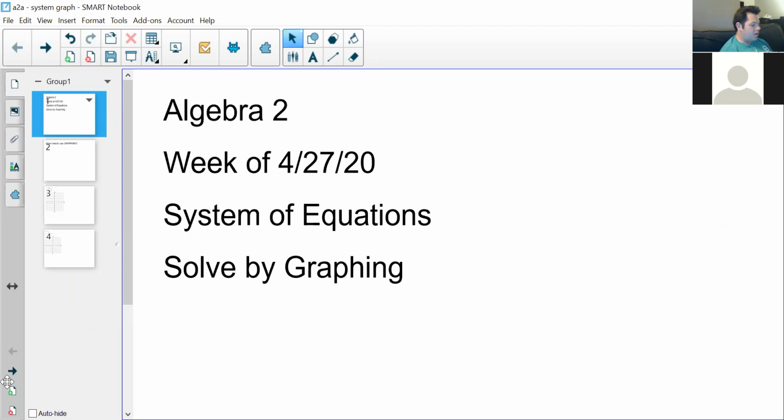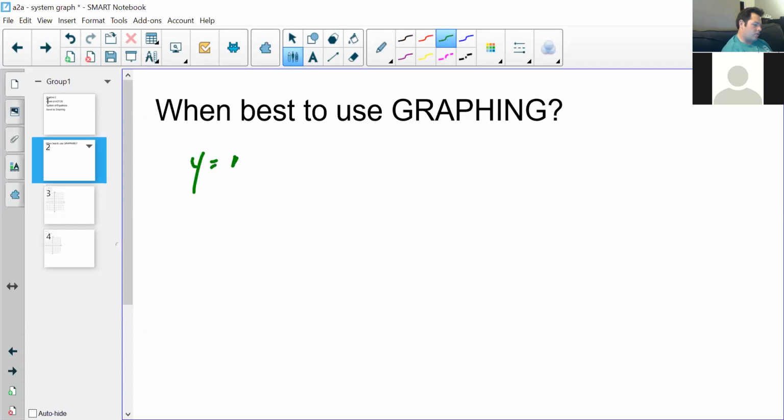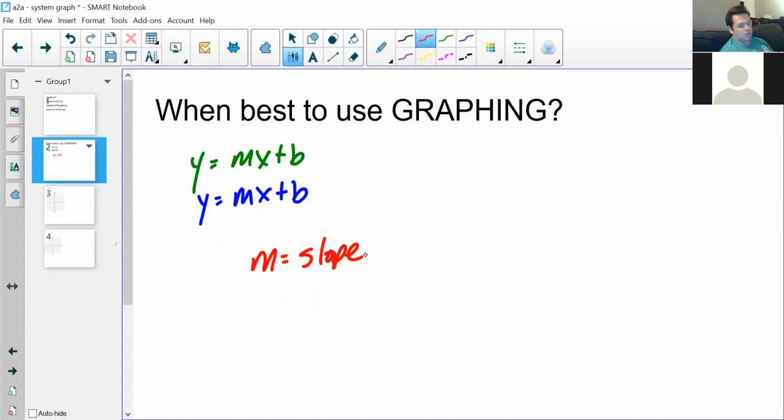So the best way to use graphing, or more specifically, when do we want to use graphing, is when we see two equations that look like we have the y by itself. A lot of times we call that slope-intercept form for us in Algebra 1, and specifically with that, we know that our m is our slope. So that will allow us to eventually figure out how to move on the graph.